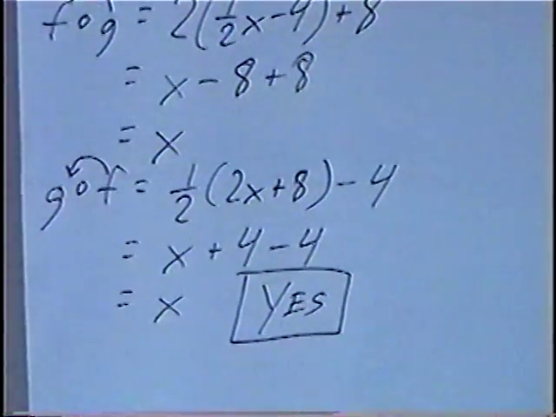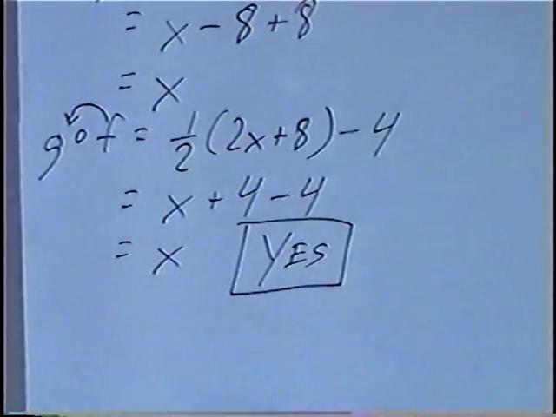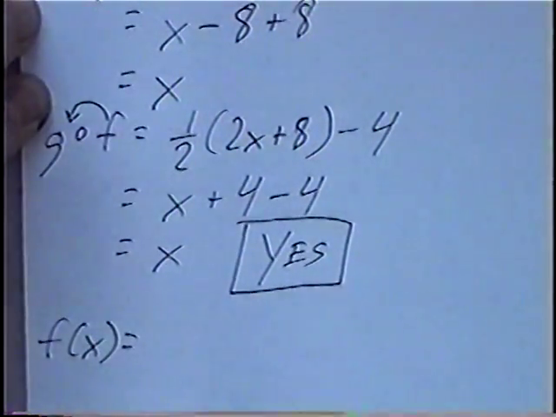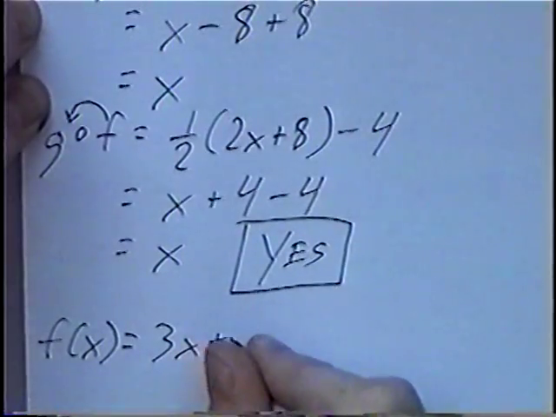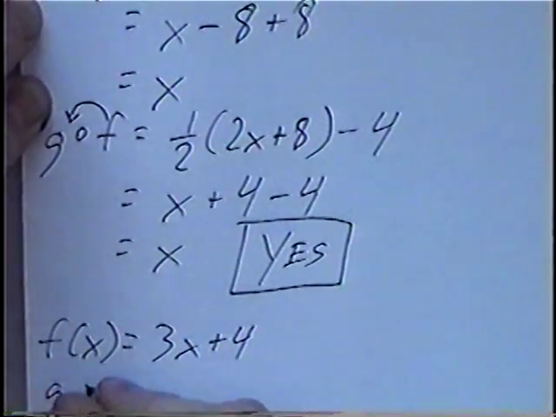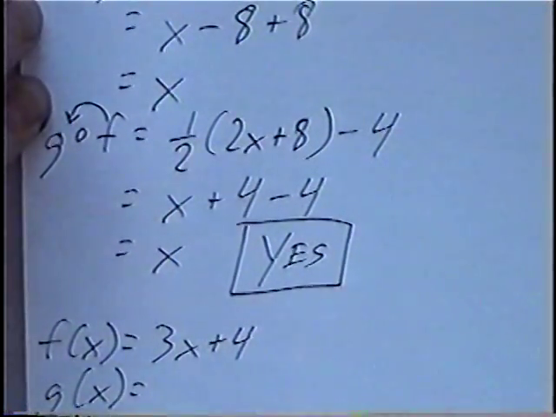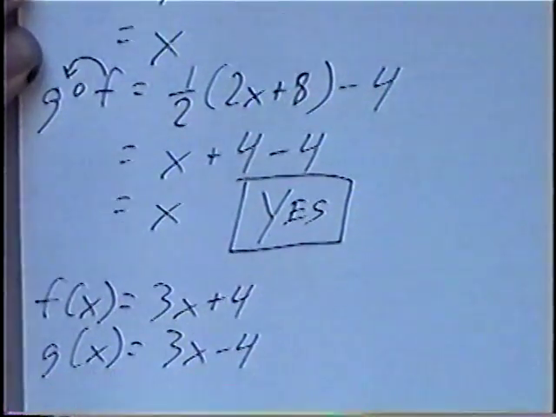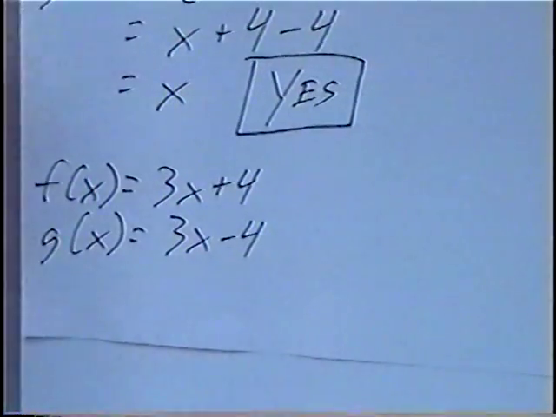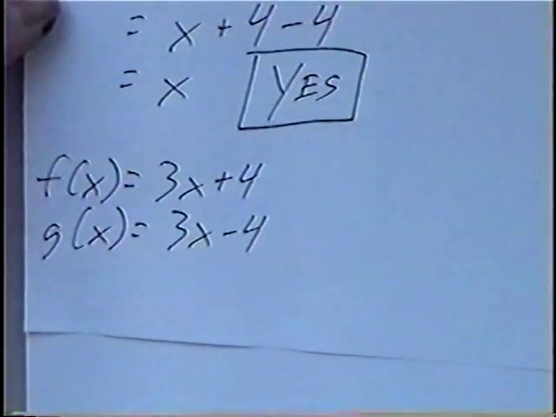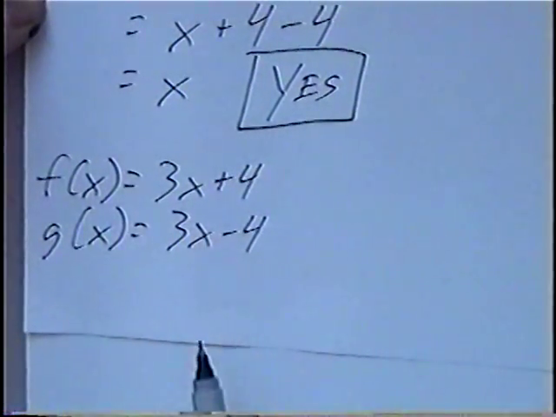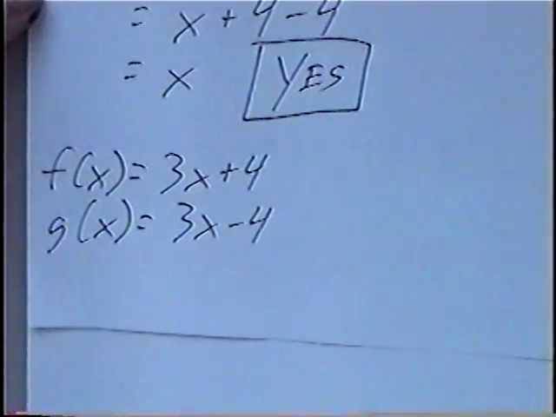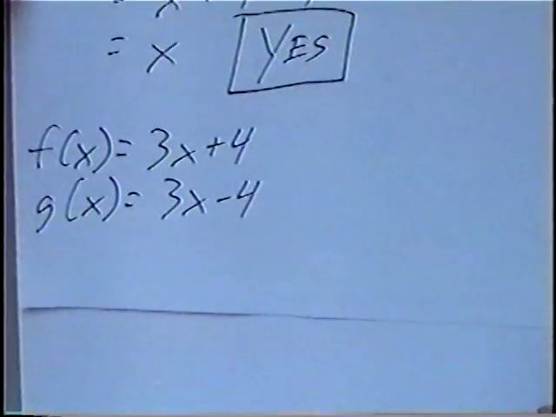Second question, and last question for this section. The two functions, f of x equals 3x plus 4, and the second function, g of x equals 3x minus 4. And again, we'll take both of these functions, do both compositions, and if they're both equal to the single variable x, they're inverses. If they're not equal to x, then they're not inverses.